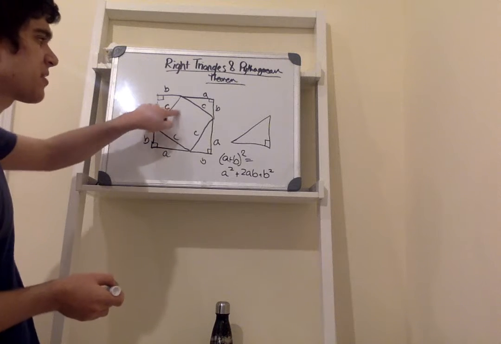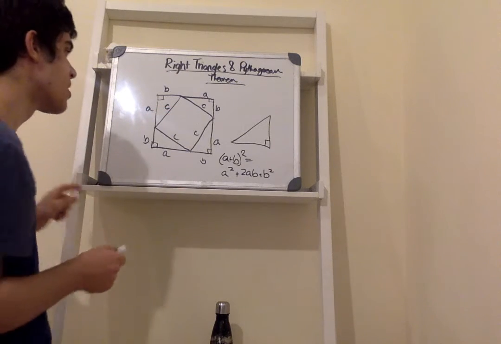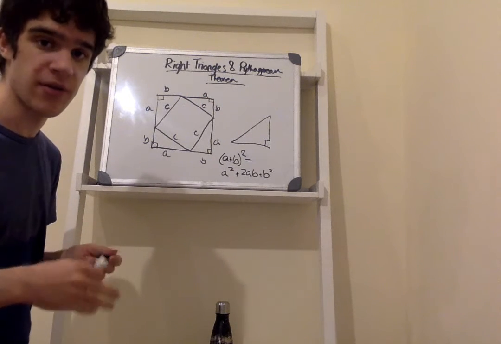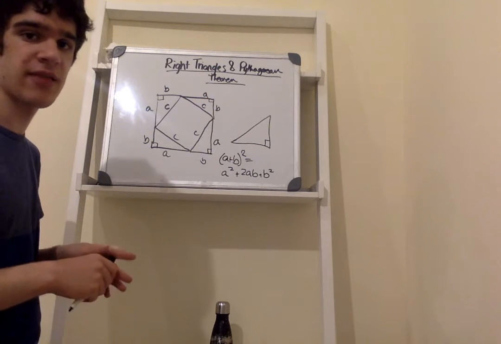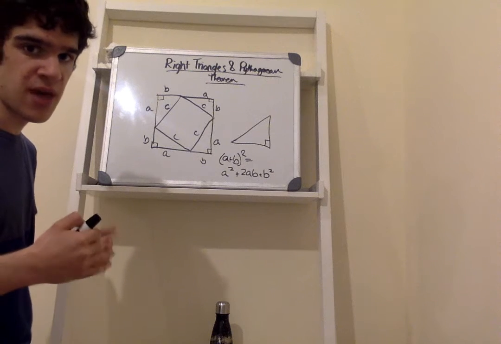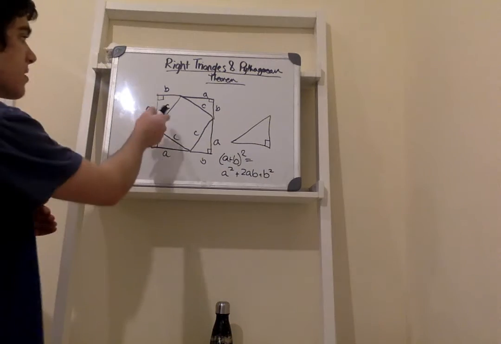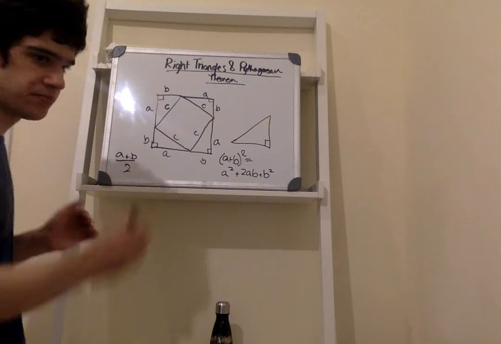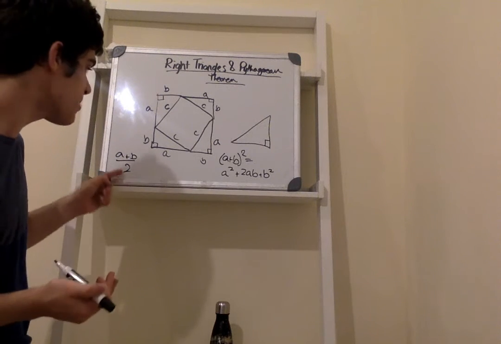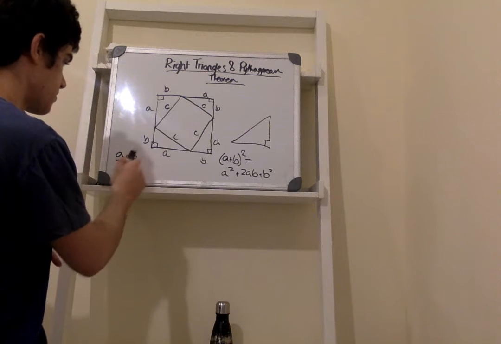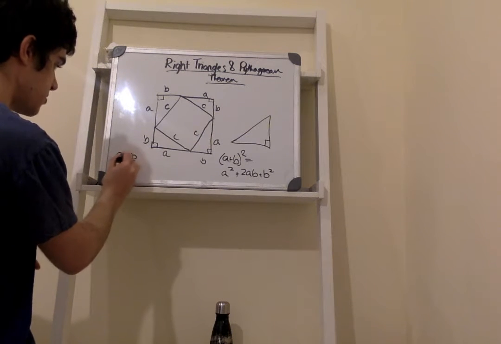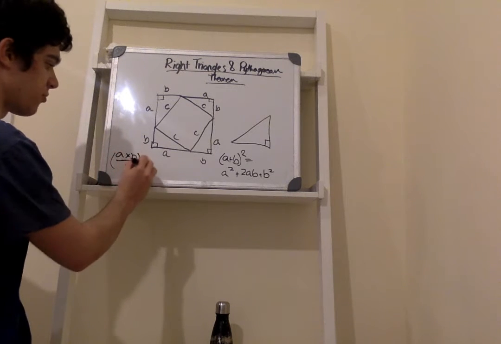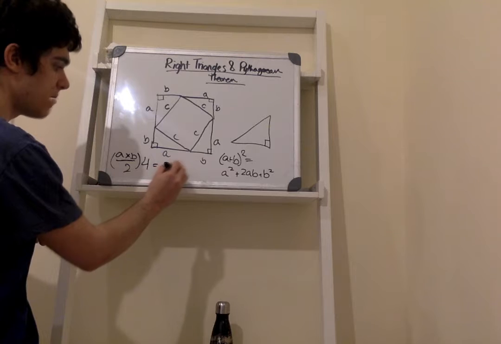Now, what if we want just the area of this middle square inside? Well, we can subtract off these four areas here. And what are those areas? Well, we'll get to this later when we talk about area formulas, but for now, you should know that the area of a triangle is A times B divided by 2. So if there are four of them, we're multiplying this by 4, and we just get 2AB.